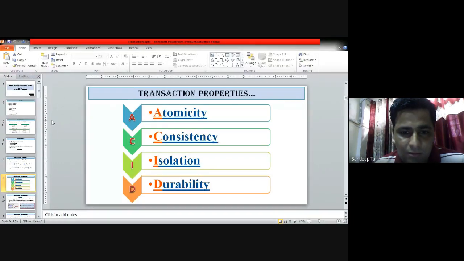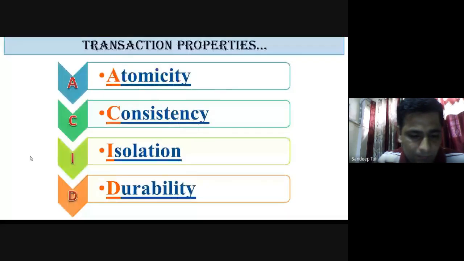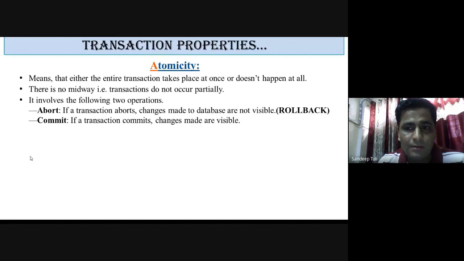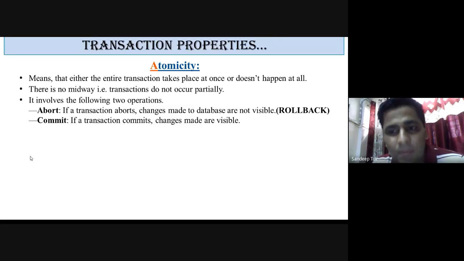So first of all, it is atomicity. Atomicity means atomic. Atom means a single unit, the minimum unit of any substance, as we can say. So it means that either the entire transaction takes place at once or does not happen at all.